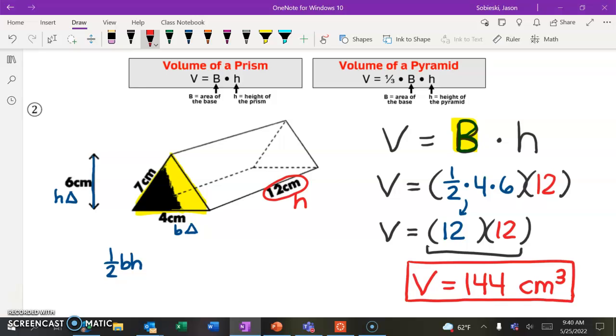So I hope this video helped. Again, you are going to need to find the base and be able to calculate the area of the base in order to use this formula.